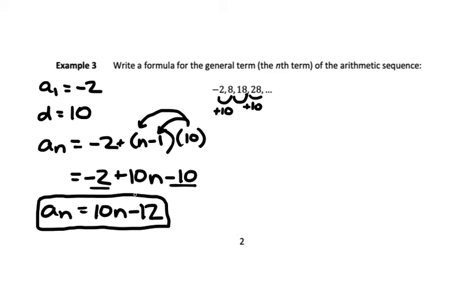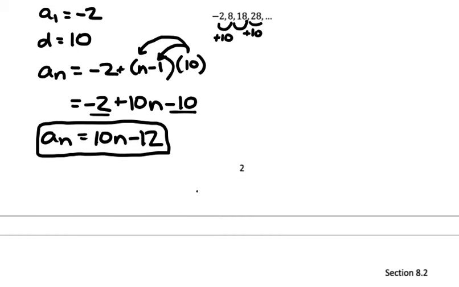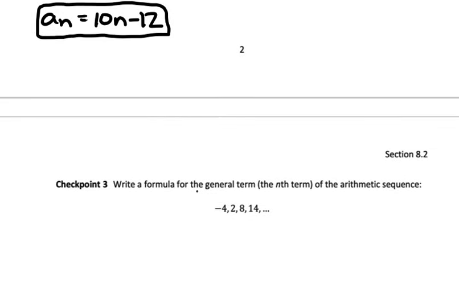So if I want to find any term number in this sequence, I would just plug in the value for the term number I want, and this would give me the value. So for example, to find the second term, plug in 2 for n. 10 times 2 is 20. 20 minus 12 is 8. So the second term is 8. So next you should look at checkpoint problem number 3. Do this in your notes, check your answer, and then move on with the video.